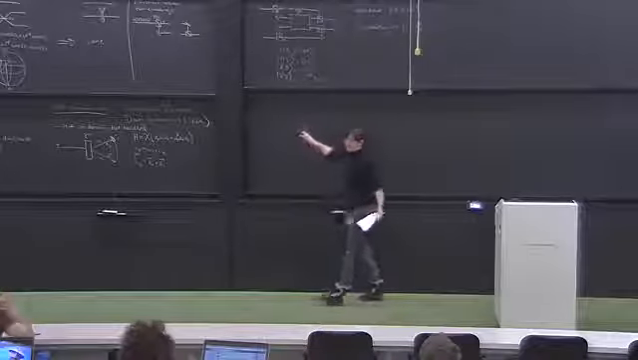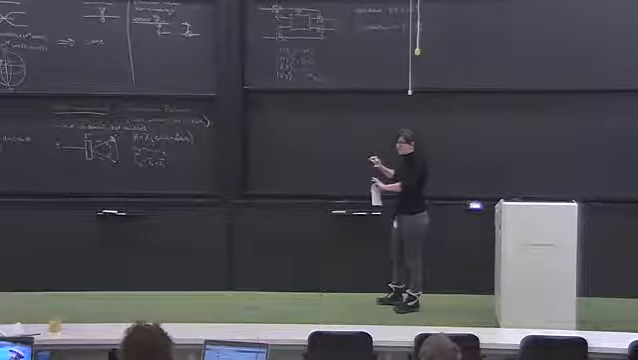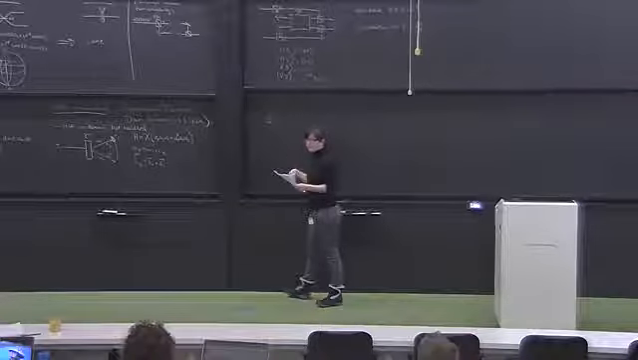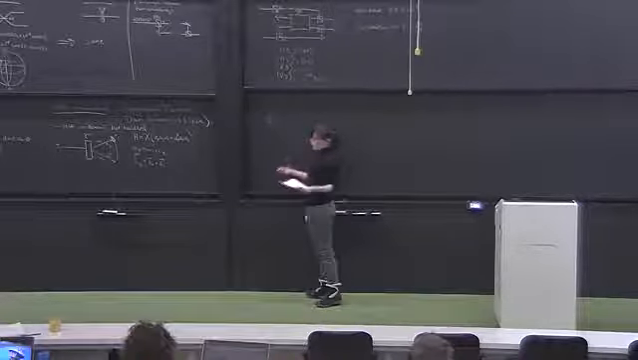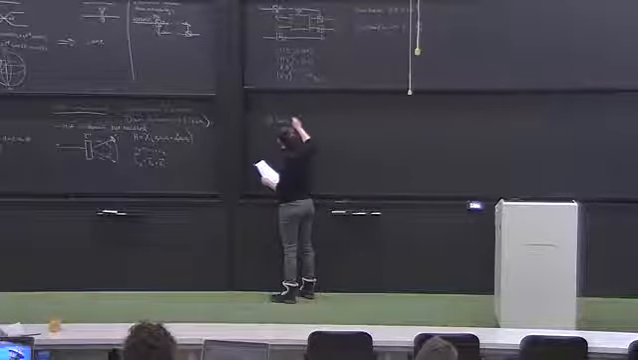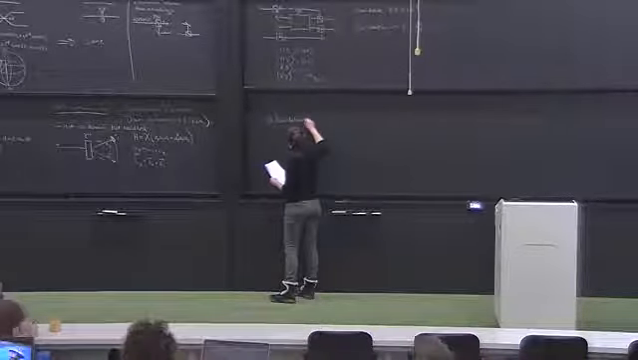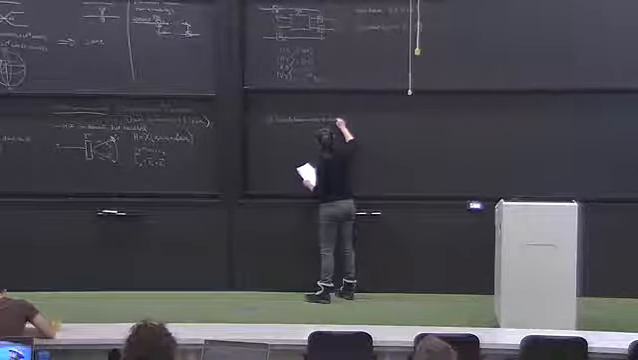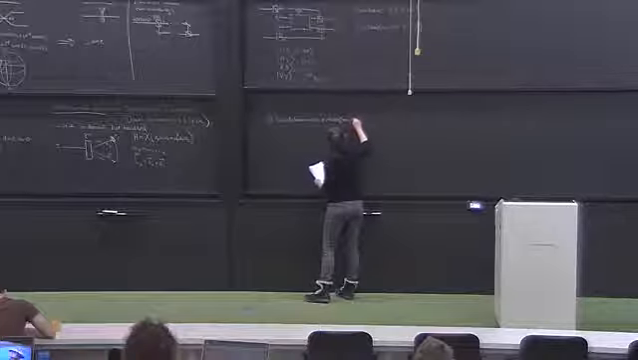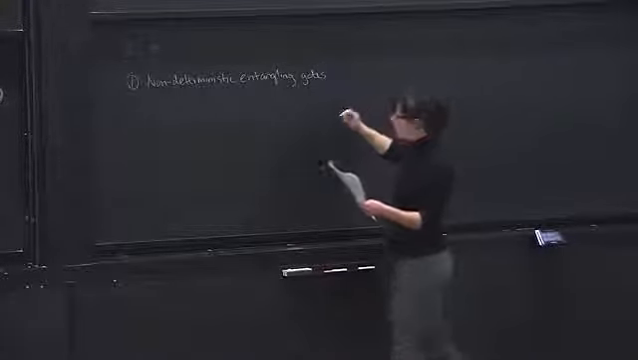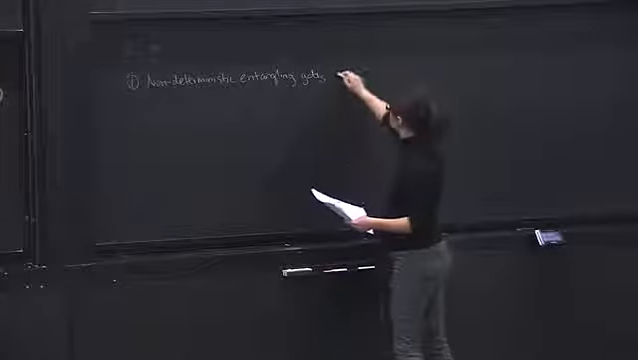So the actual KLM paper had 3 important bits in it. The first one was that they showed us how we could make non-deterministic entangling gates using linear optics. Non-deterministic.